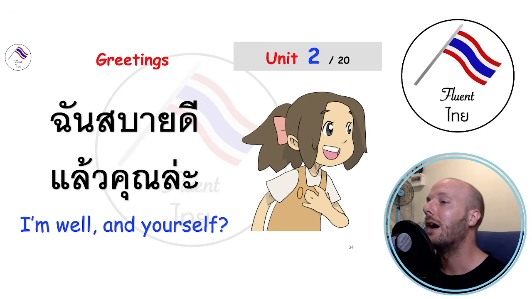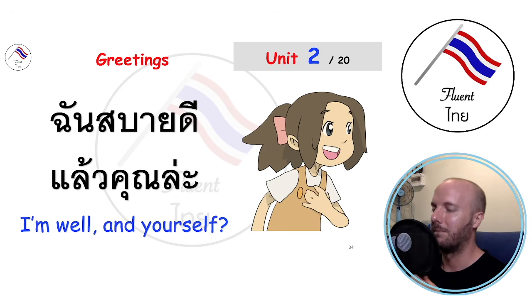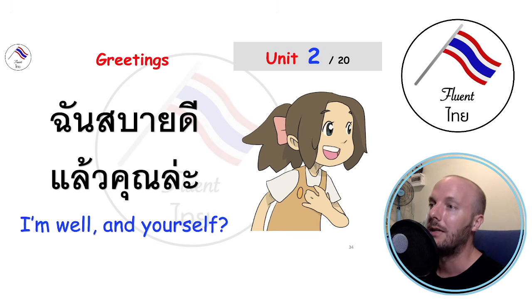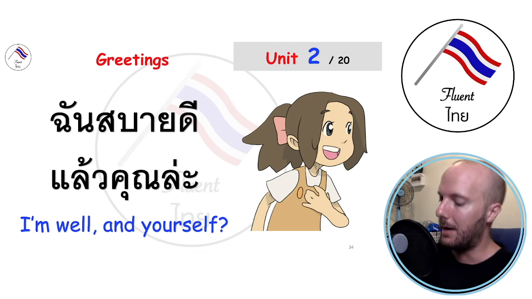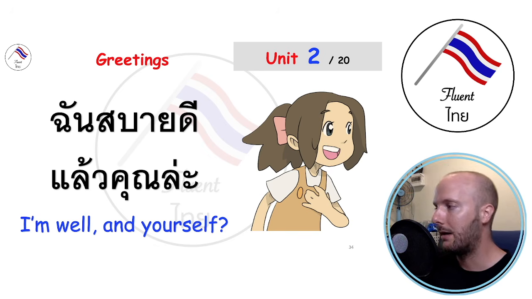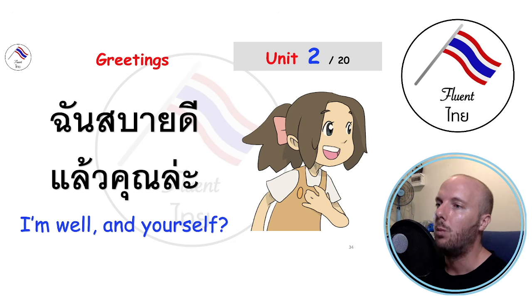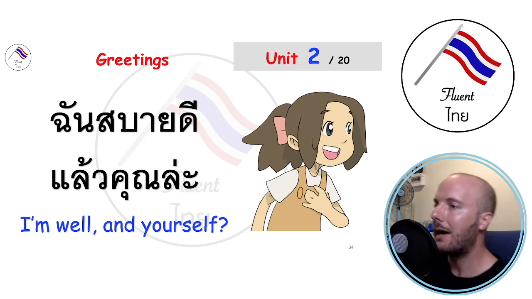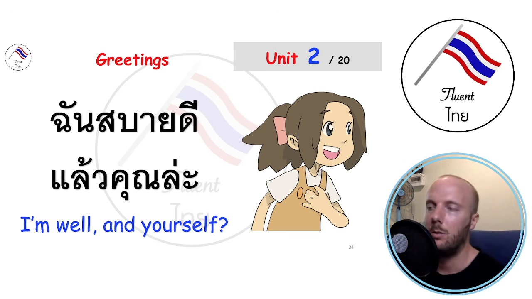Keep going. I'm well, and yourself? ฉันสบายดีแล้วคุณล่ะ Notice the structure for and blah blah blah you. So แล้วละ, we often put those together, แล้ว and la. It's kind of the way that we would say and, what about, how about, something. I mean even in English you could add like, well, I'm well, and how about, and what about yourself. So it's that kind of phrase in English, and what about, and how about, when you're responding with another question to a question.